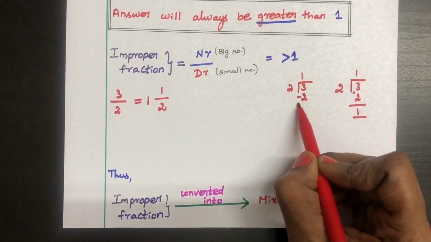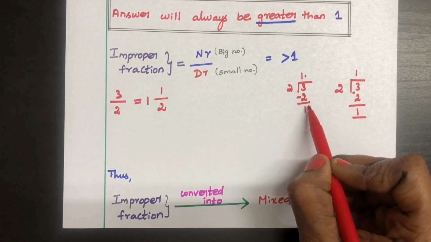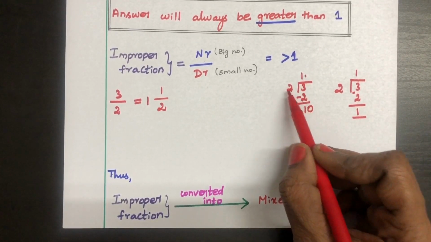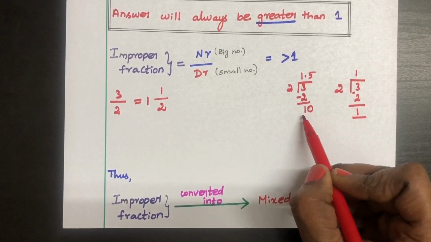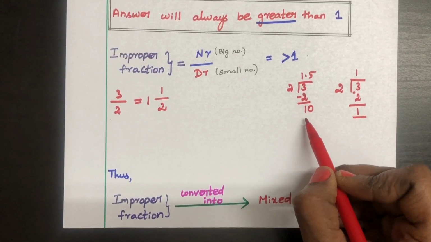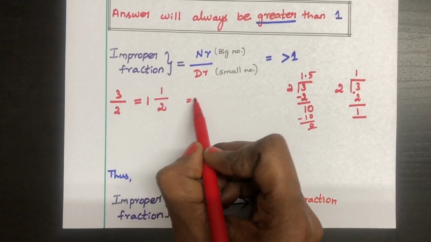2 minus 2, remainder is 1. If we put a decimal point, we can have 0 here. So how many 2's in 10? 5 2's are 10. So this is equal to 1.5.